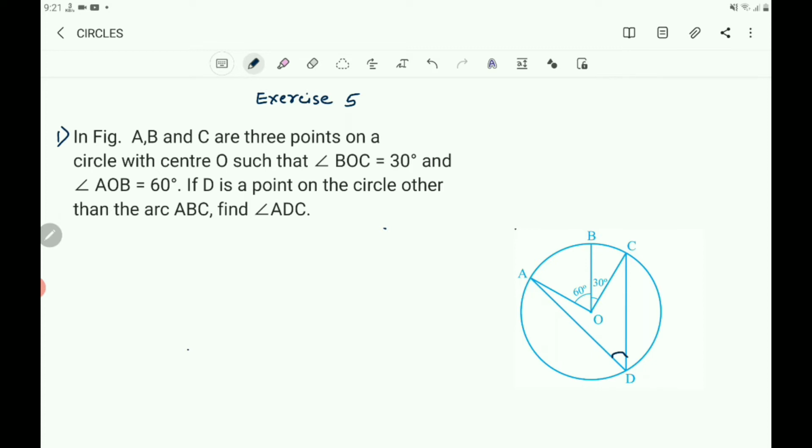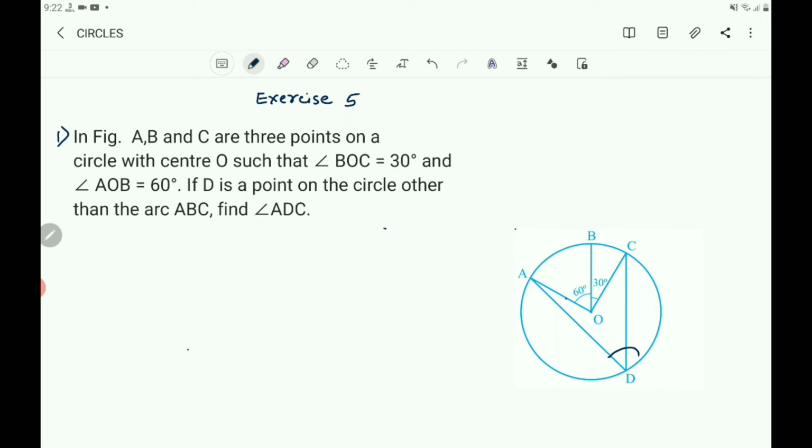Now here we have to use the property that the angle at the center is twice the angle at the point on the other part of the circle. So angle ADC is half of the angle AOC, because angle AOC is at the center. That is, angle AOC and angle ADC are made by the same arc ABC. Angle AOC is the angle at the center, and angle ADC is the angle at the other part of the circle.